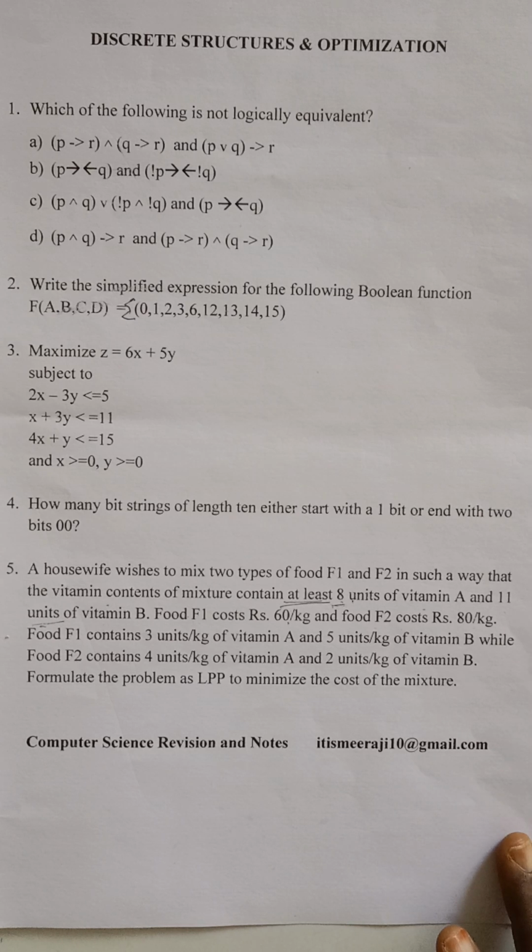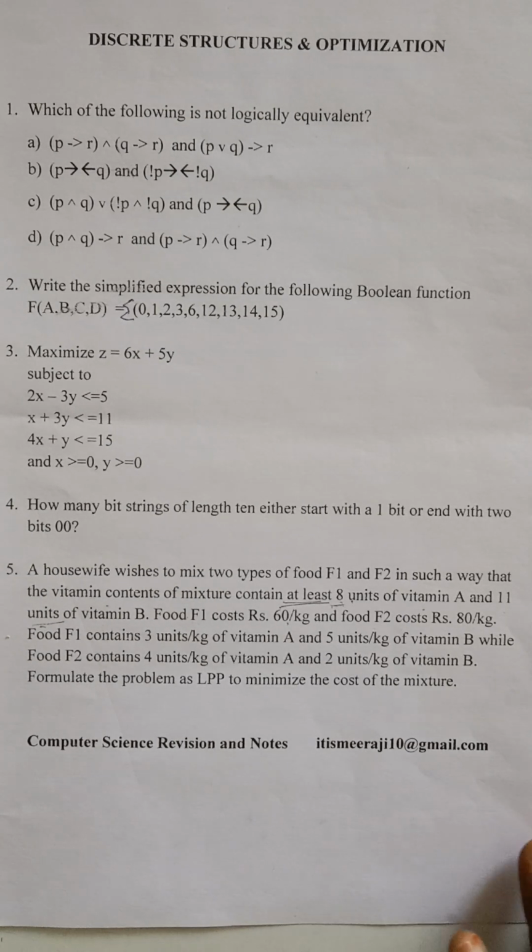A housewife wishes to mix two types of food F1 and F2 in such a way that the vitamin contents of the mixture contain at least 8 units of vitamin A and 11 units of vitamin B. Food F1 costs rupees 60 per kg and food F2 costs rupees 80 per kg. Now, food F1 contains 3 units per kg of vitamin A and 5 units per kg of vitamin B, while food F2 contains 4 units per kg of vitamin A and 2 units per kg of vitamin B. Now formulate the problem as an LPP to minimize the cost of the mixture.